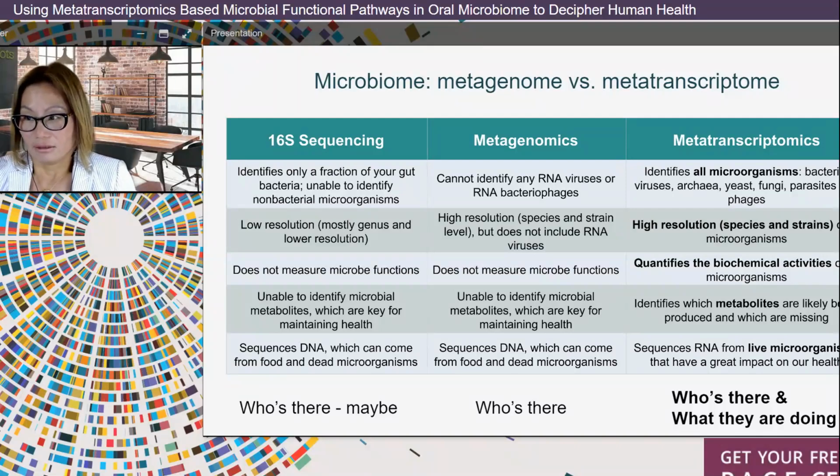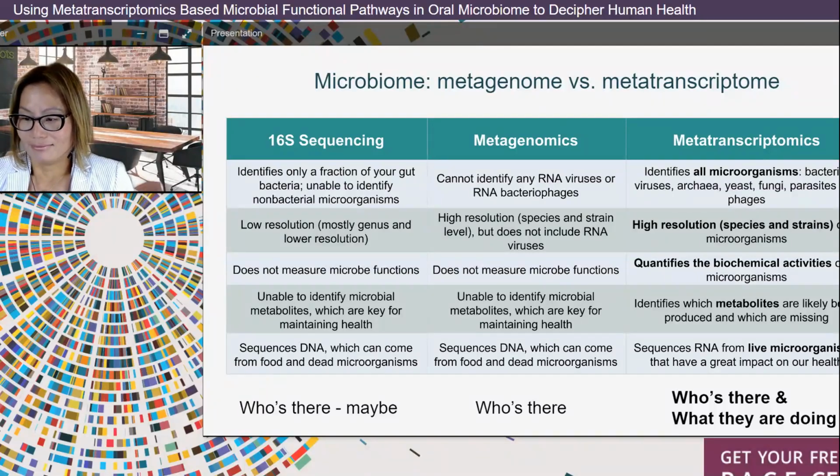And then we evolved to metagenomics, shown in the middle column. This technology sequences the whole genome of the bugs. So then we could identify the particular microbes in higher resolution, at the species or strain level, but it cannot detect RNA-based viruses because we're only looking at the DNA. And again, it doesn't tell you the active activities.